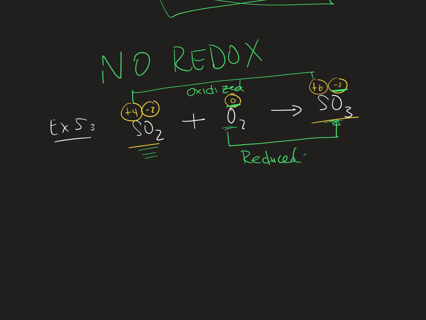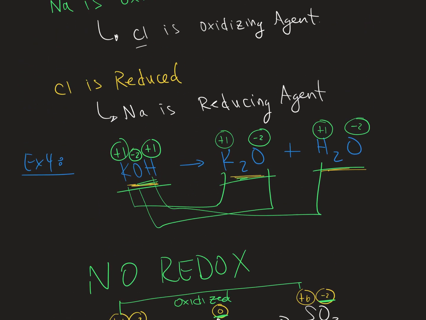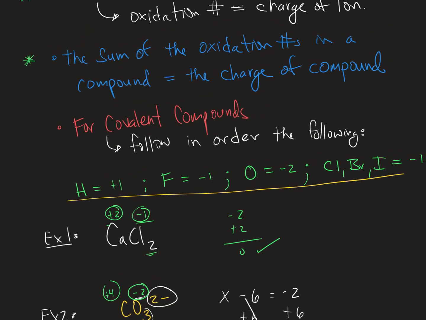How do you know we should determine oxygen first in SO2? Because SO2 is a covalent compound, and in our rules, when it's a covalent compound, we have to follow this order. It didn't have hydrogen, didn't have fluorine, but it does have oxygen. And oxygen's oxidation number is -2. You with me? That's how I know.